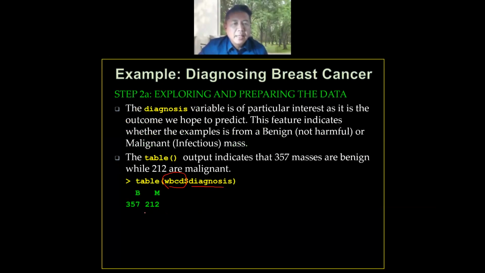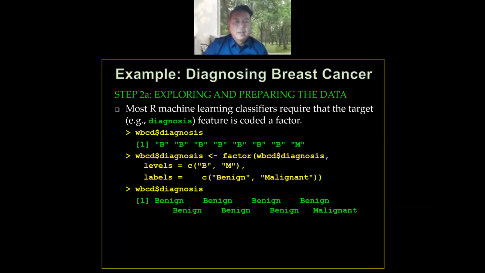We focus on this column. In our sample, we have 357 B types and 212 M types. So this just tells you how many belong to the B type, benign, and how many belong to malignant. These are the types that we have, meaning that the first one to 357 belong to B types, and the next one belongs to the malignant M. So what happens here is we want to change them from character to label.